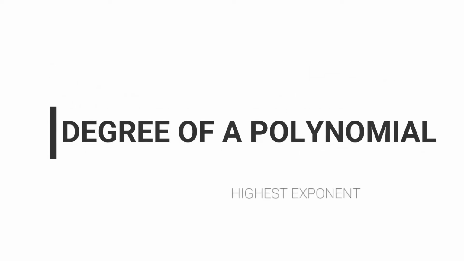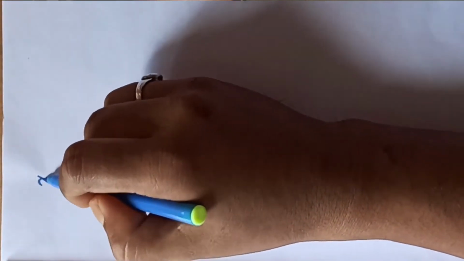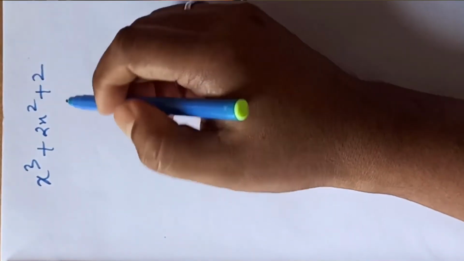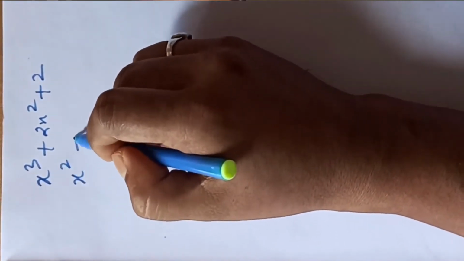Next, degree of a polynomial. Degree of a polynomial is the highest exponent of the variable involved in the polynomial. There may be many terms in the polynomial. Each individual term will contain certain exponents. For example, in this case, 3 and 2 are the exponents of each individual term of the polynomial.